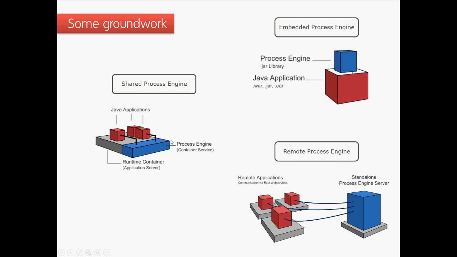We also have the option to run the engine as a service of the container. We call that a shared engine. The engine is already started as part of, for example, Tomcat or JBoss or WebSphere or whatever it is. And then you just deploy what we call process applications, normal WAR deployments containing a BPMN file.